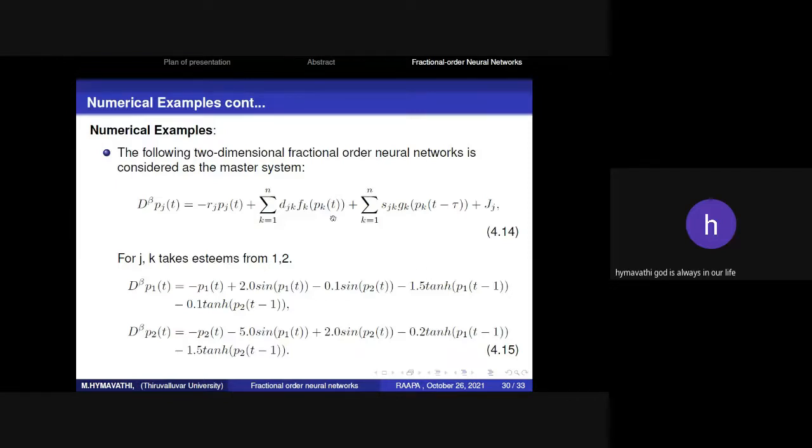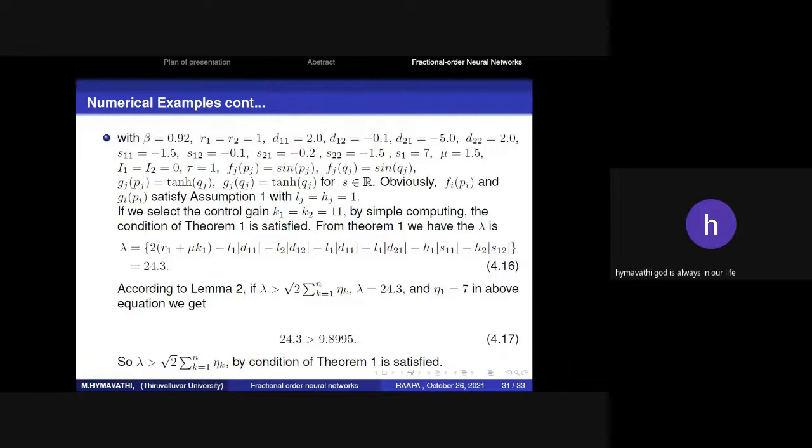Let us consider the master system like this, where j and k take values from 1, 2, and here I have to choose the values beta, r1, r2 with the activation functions fj of pj, fj of qj, and gj of pj, gj of qj. If I substitute these values into this function, we get the following. Here lambda equals 24.3, which is less than eta. So we can say that the system is satisfied, and it is globally asymptotically stable.